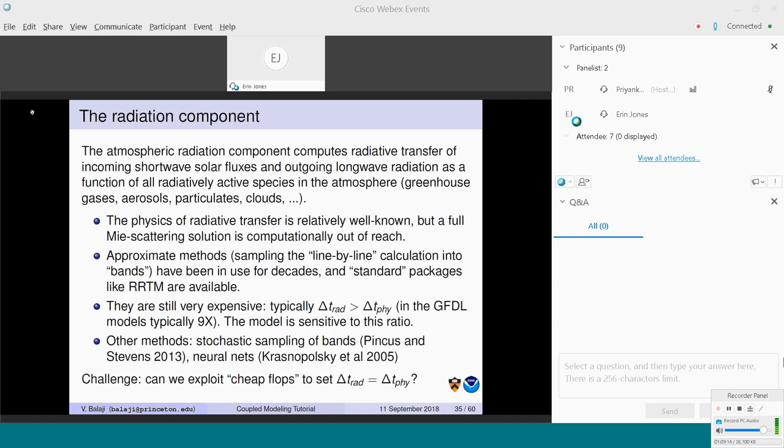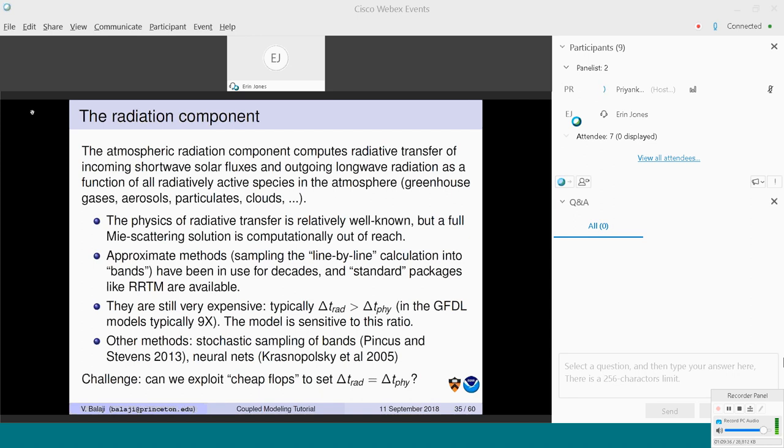So this is just a description of the radiation component. Its main point is that it's very expensive. The radiative transfer is well-understood physics and people know how to do it, but it's very expensive. So normally what people do, in many models, I don't want to claim it's universal, is set the time step of the radiative calculation much larger than the physics time step, just because they cannot afford it.